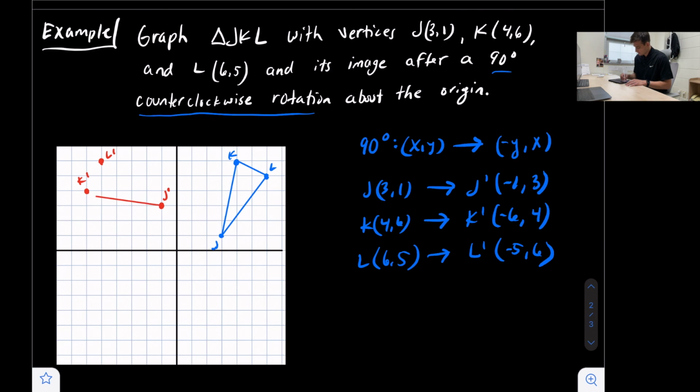Okay, so let's connect our points. J to K, K to L, and L back to J. All right, so we can see we still have the same shape. We still have the same size of the shape, right? So it's a congruence transformation. And if you notice, we wanted to go 90 degrees counterclockwise. So 90 degrees counterclockwise would just end us up one quadrant to the left there in quadrant 2, okay? And that is how you do rotations in geometry.